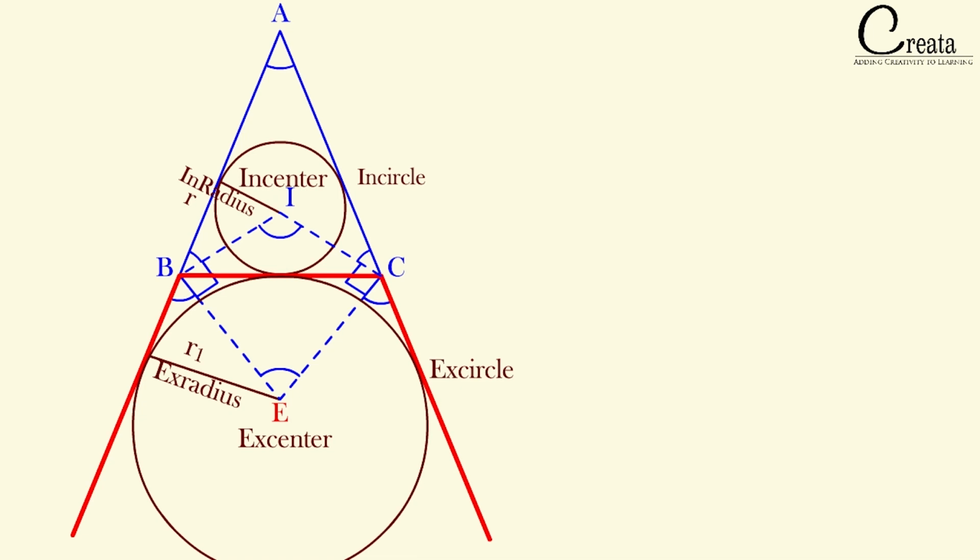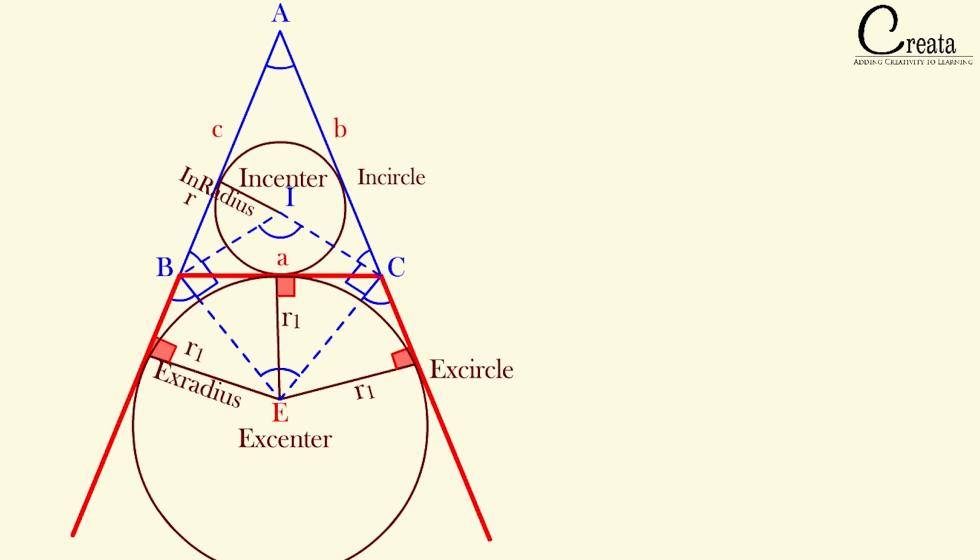Let's join the center point E with the three sides of the triangle. Two are the extended sides and one is the main side. So these three line segments will be r1, that is the radius of the excircle. Further, are you able to observe these three line segments are tangent to the circle? Tangents are the lines which touch the circle only and only at one point. And we know the tangent and radius are at 90 degrees to each other. So we can say all these three angles are 90 degrees.